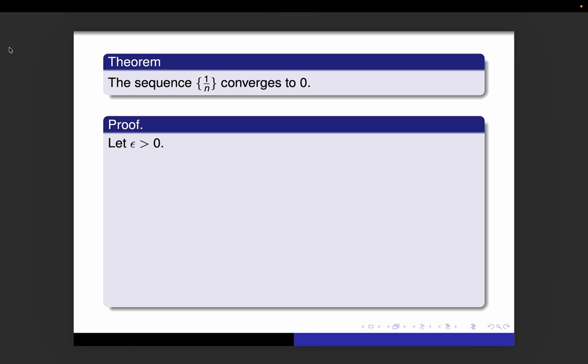All right, so remember, to prove that 1 over n converges to 0, we assume that epsilon is greater than 0. We don't assume anything about epsilon except that it's greater than 0. And then we're going to show that we can find big N in the natural numbers such that for all little n bigger than big N, we have the absolute value of 1 over n minus 0 less than epsilon.